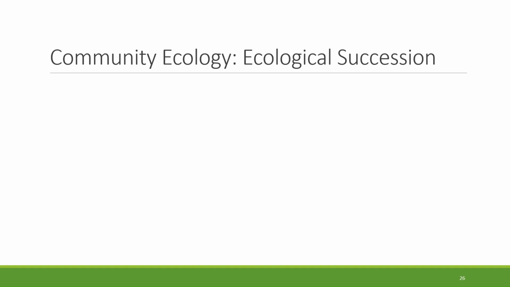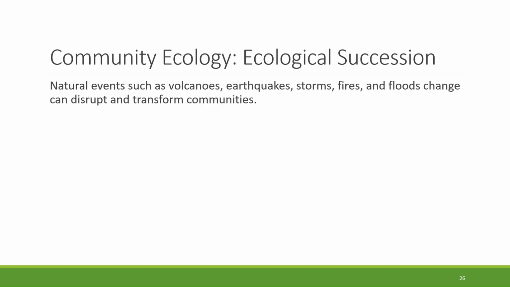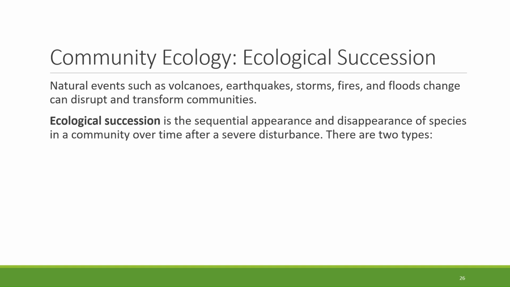Now, as we said, the introduction of an invasive species can cause a change in the dynamics of a community. But communities can also be disturbed and transformed by natural events, which can include volcanoes, earthquakes, storms, fires, floods. And after an event like this occurs, what follows is a process called ecological succession. Ecological succession is the sequential appearance and disappearance of species in a community over time after a severe disturbance.